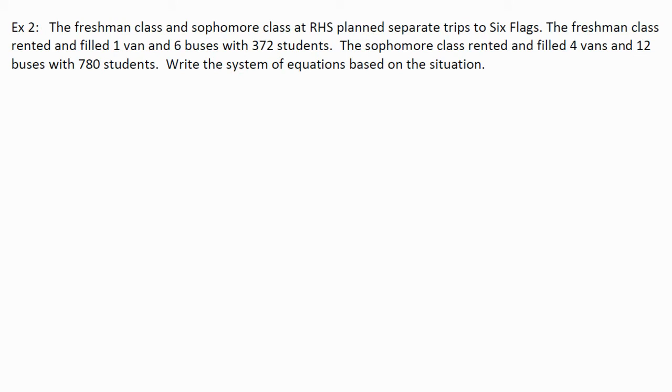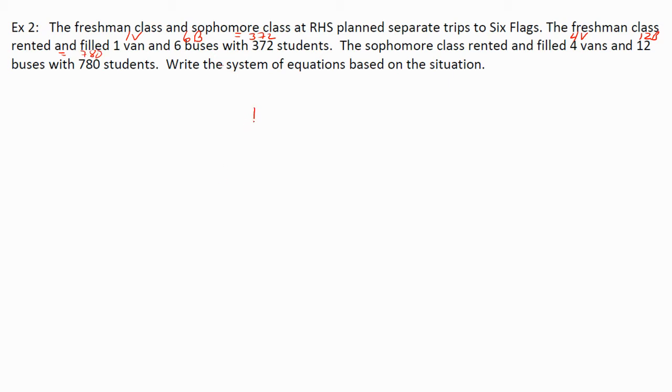Example 2, the freshman class and sophomore class at RHS planned separate trips to Six Flags. The freshman class rented and filled one van and 6 buses with 372 students. The sophomore class rented and filled 4 vans and 12 buses with 780 students. Write the system of equations based on this situation. So we're going to call vans V. So we have one van, and we'll call buses B, and we have 6 buses, and that's going to equal 372. The sophomore class did 4 vans and 12 buses, and it's going to be filled with 780 students.